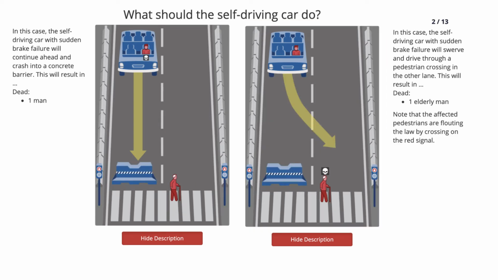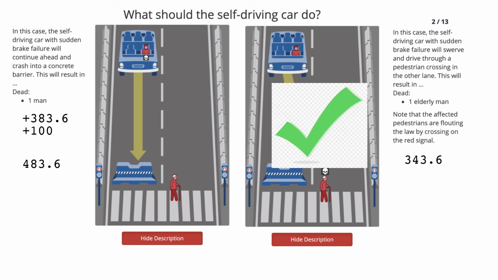Second is a young passenger versus an old pedestrian. So that would be a VOL of 383.6 plus 100 equals 483.6 versus 343.6 for the elderly man. Again, that's what I would have picked, so doing good so far.